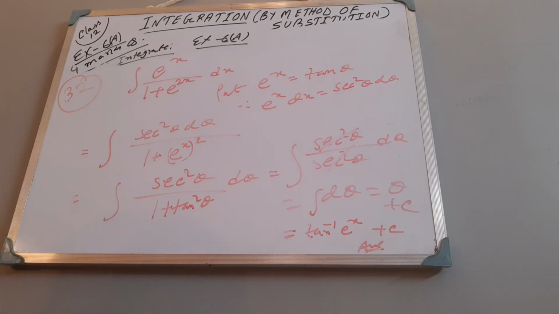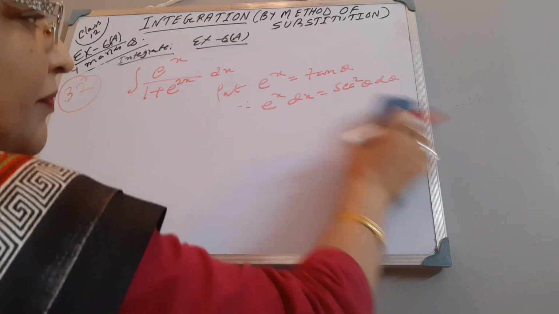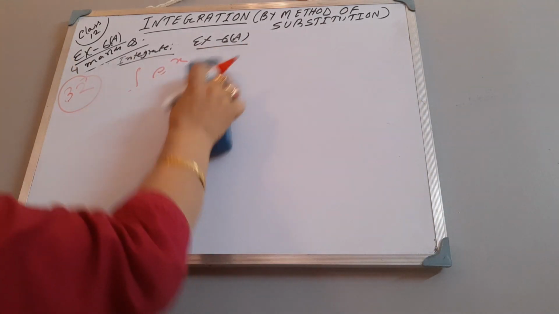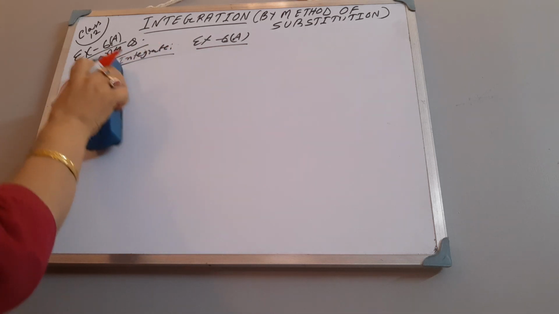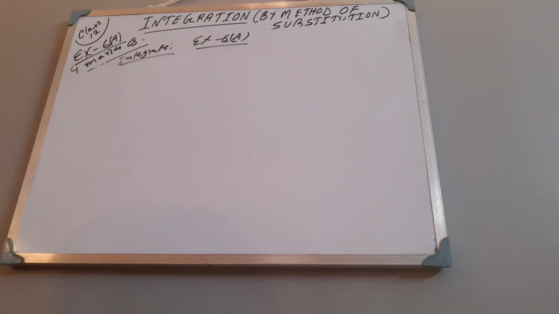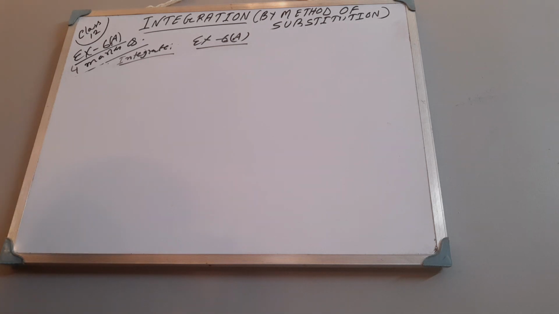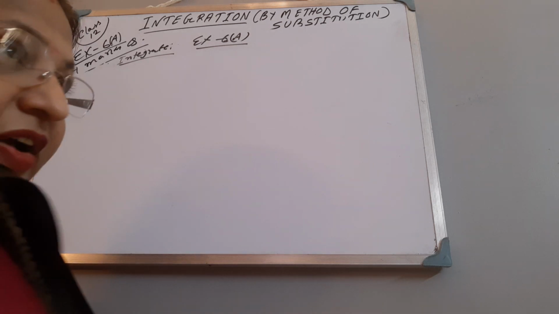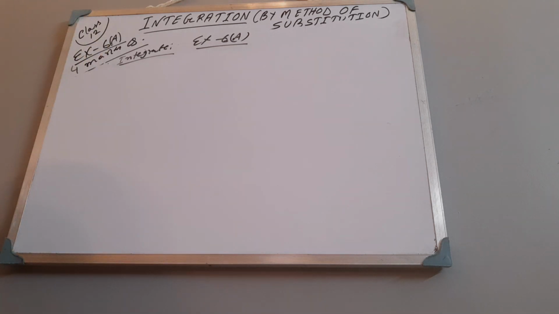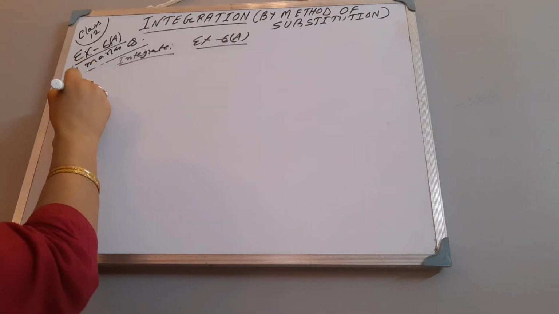Next sum, number 34. Sometimes in substitution, only a new variable like p, z, t, this type of variable we will use. Sometimes we have to substitute with the integration function. Next sum, number 34, is a very good sum.